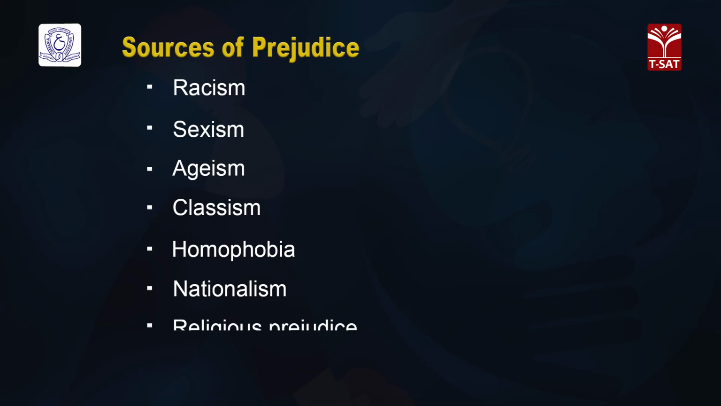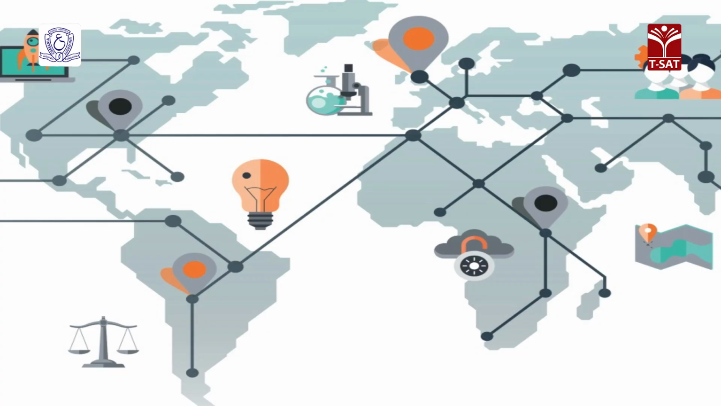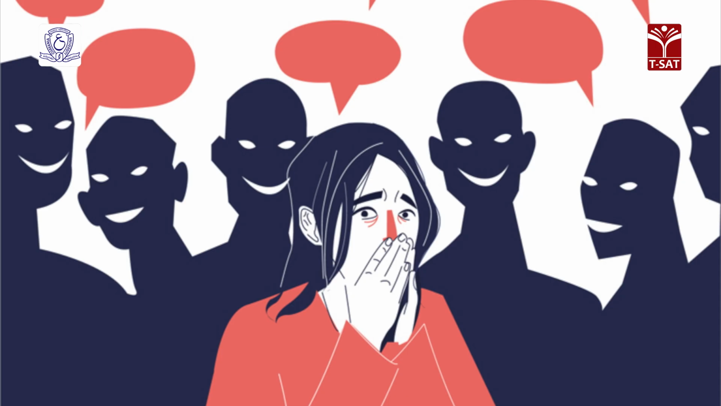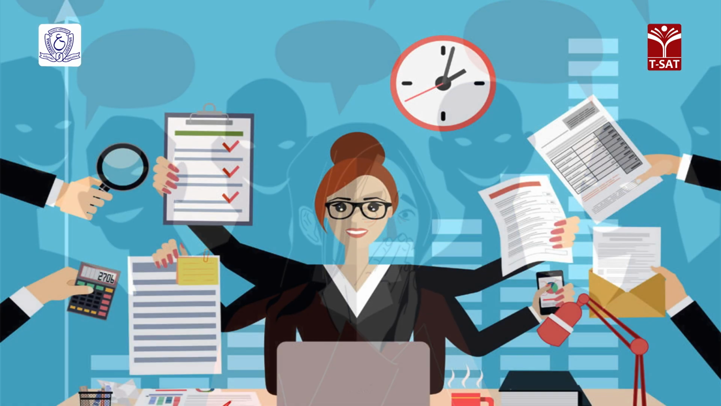The next source of prejudice is religious prejudice. It is a negative attitude or behavior among different religious groups because their views are different from others. The last source of prejudice is xenophobia. It is defined as unreasonable fear of foreigners or foreign things.